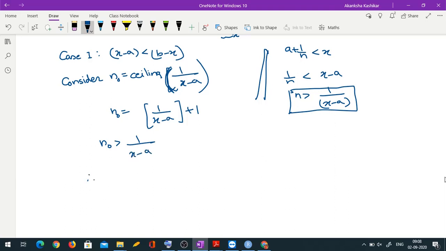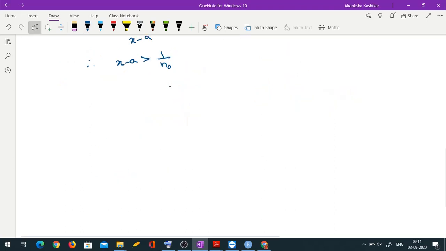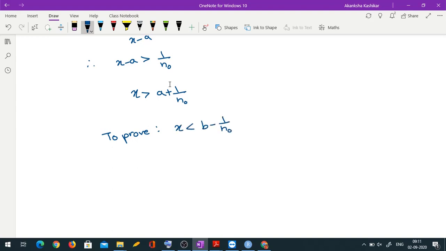Therefore, x minus A is greater than 1 by n naught. x minus A is greater than 1 by n naught means x is greater than A plus 1 by n naught. I also need to prove that x is less than B minus 1 by n naught, because then only it would be in the interval.